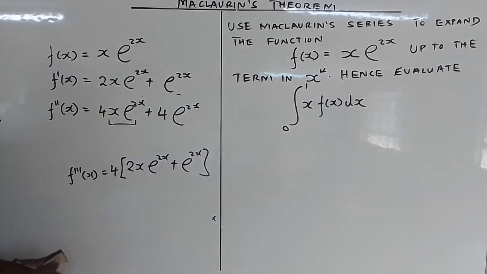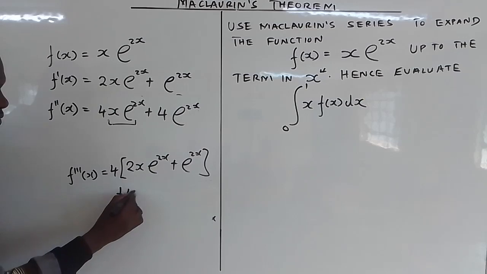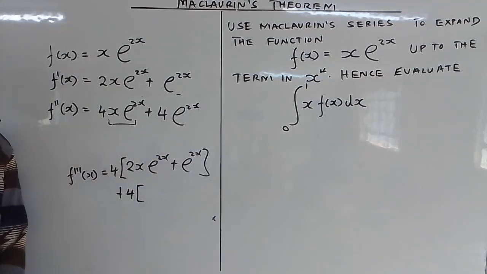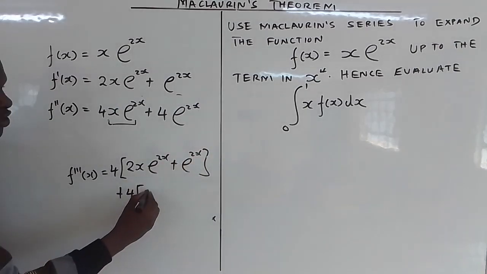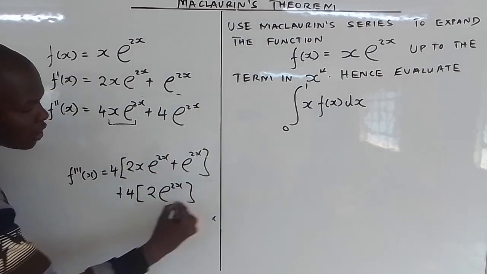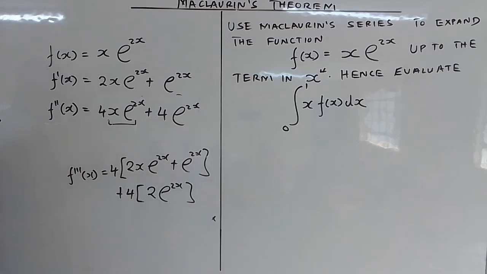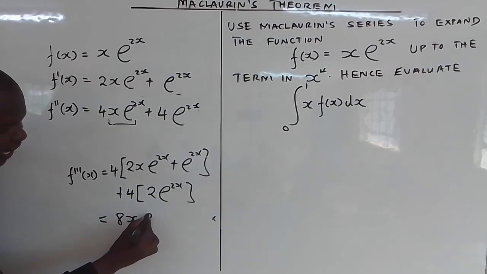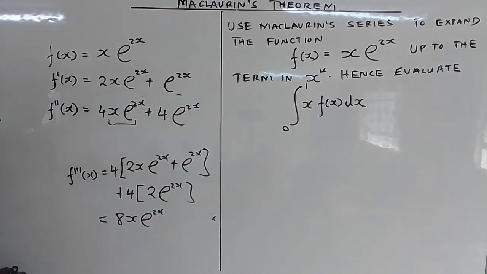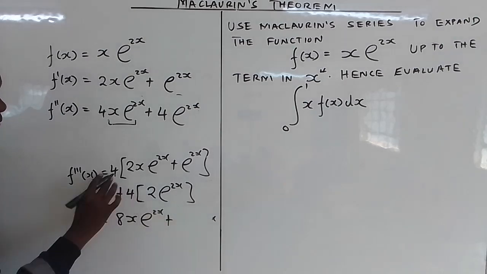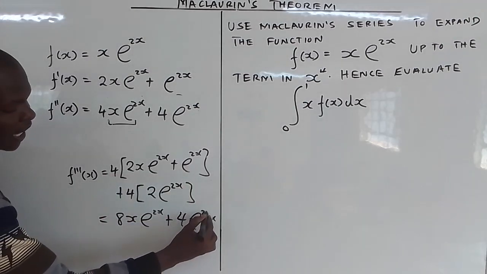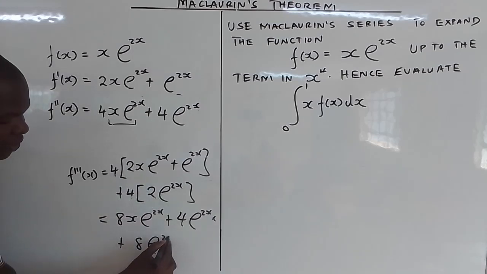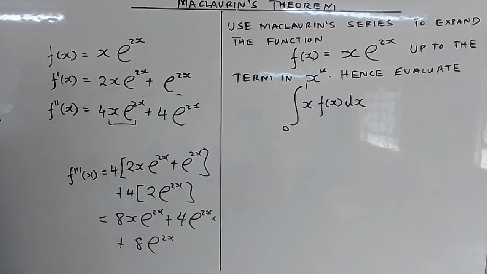Are we together? Then it is plus 4 into, we are differentiating exponential 2x. So if you differentiate exponential 2x, you get 2 exponential 2x, isn't it? Then you simplify this. What do you have? 4 times 2, that is 8x exponential 2x, plus 4 times that, 4 exponential 2x, plus 4 times 2, 8 exponential 2x, isn't it?